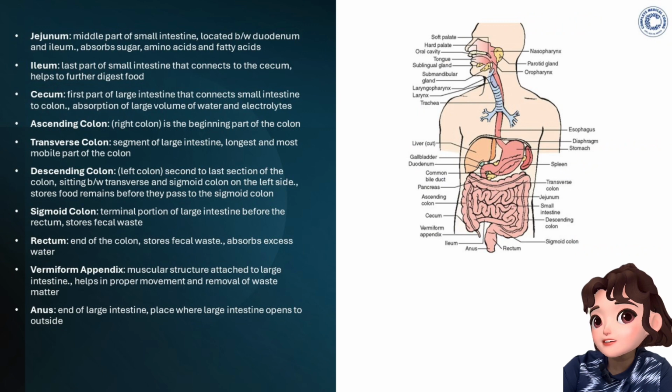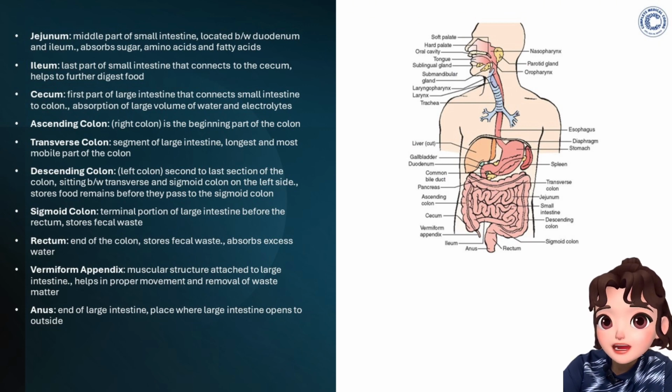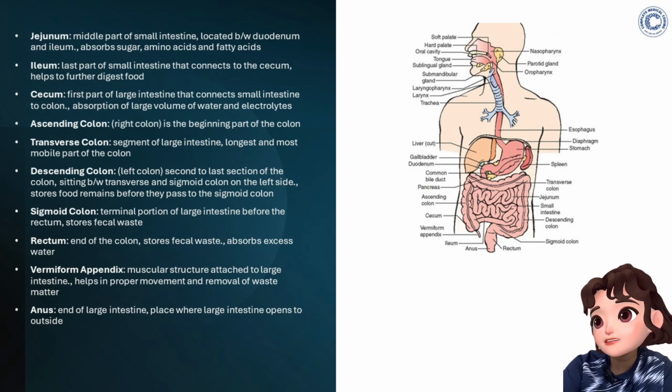Then comes the transverse colon. The transverse colon is a segment of the large intestine. It's the longest and most mobile part of the colon. Then comes the descending colon. It's located on the left side of the body. That's why it's called the left colon. It is the second to last section of the colon, sitting between the transverse and sigmoid colon on the left side. Its main function is to store food remains before they pass to the sigmoid colon.